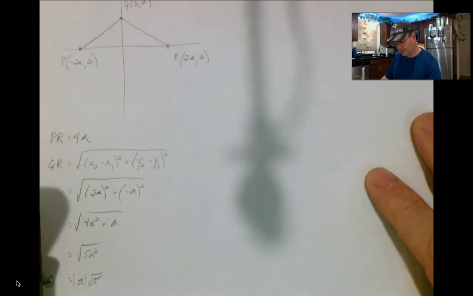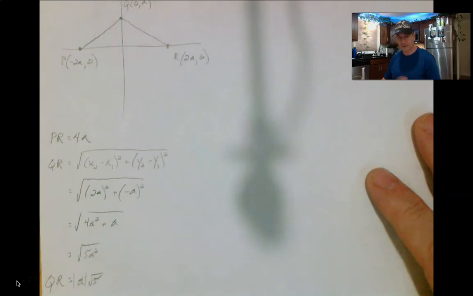And don't worry about that on a quiz or test because you haven't taken algebra 2 yet. So if you just write a square root of 5, you're fine. If you write absolute value of a square root of 5, a little bit better, but I wouldn't worry about it.